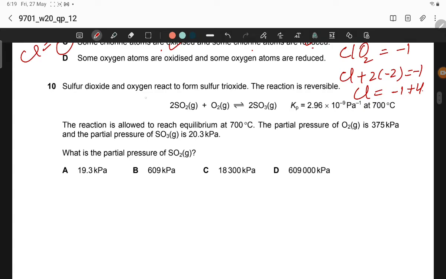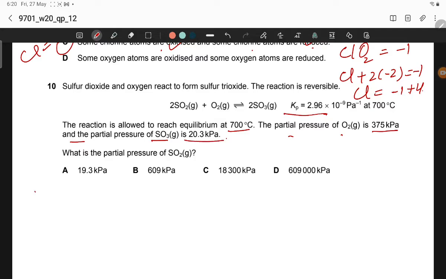Question number 10. Sulfur dioxide and oxygen react to form sulfur trioxide. The reaction is reversible. Kp is equal to 2.96 into 10 raised to the power minus 9 at 700 degrees centigrade. The reaction is allowed to reach equilibrium at 700 degrees centigrade. The partial pressure of O2 is 375 kilopascal and partial pressure of sulfur trioxide is 20.3 kilopascal.